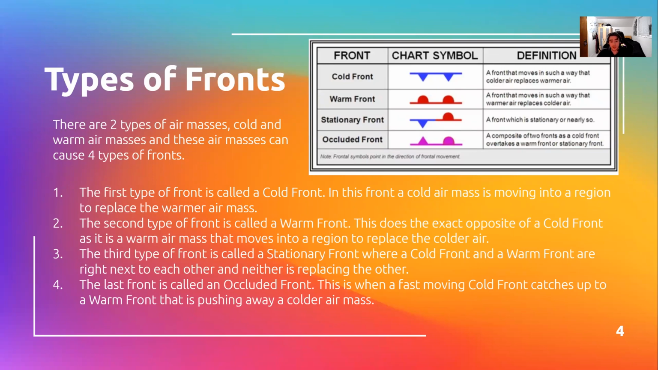The third type of front is called a stationary front, where a cold front and a warm front are right next to each other, and neither is replacing the other's place. The last front is called an occluded front. This is when a fast-moving cold front catches up to a warm front that is pushing away a colder air mass.